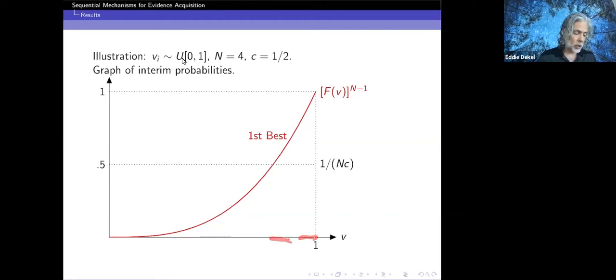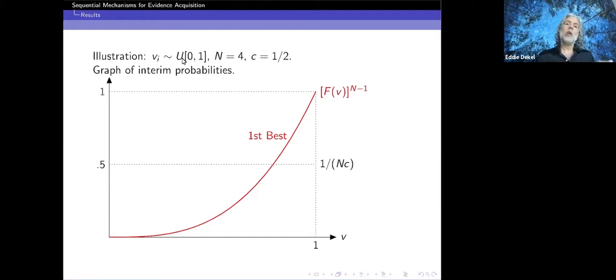Here we have, imagine discretizing it, the second highest value. What's the probability of the second highest value person getting the good when he's the second highest value? It's the probability that everybody is below him. So that's why we have here F(V) to the n minus 1. That's the interim probabilities of agent 1, say, getting the good in the first best, namely when there's no evidence issue, when I know the values of everybody. Okay. Now we can ask how that's going to change in our environment.